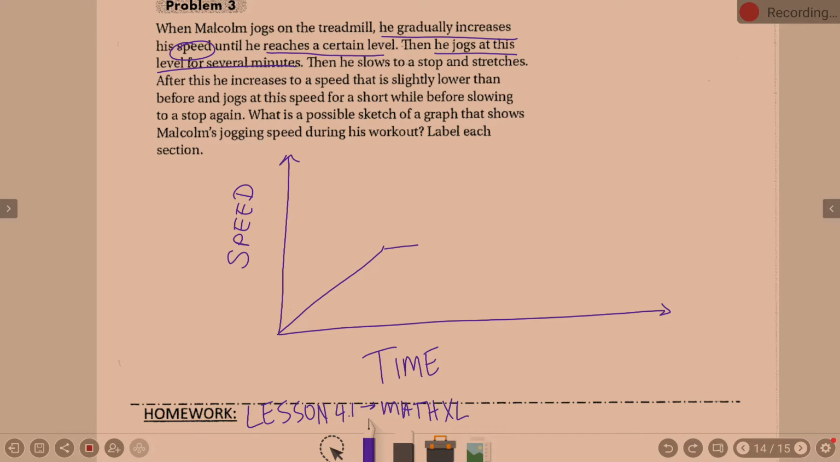So what's that going to be? Straight across. Then what's he do? He slows down, so he slows to a stop. Is that instant? No, it goes down. It goes all the way to the end because he goes to 0. He stretches. What's his speed while he's stretching? None, so like a horizontal line here. Then what's he do? Increases to a speed slightly lower than before. So I'm going to increase, but I'm going to stop lower than before. He jogs at this speed for a short while before slowing down again.